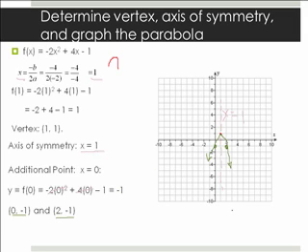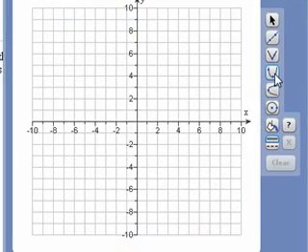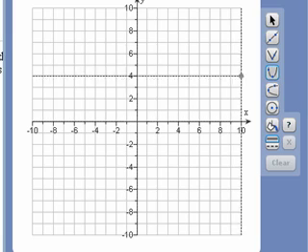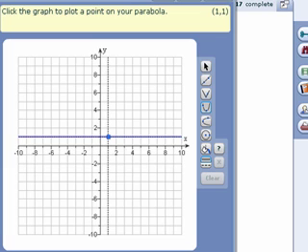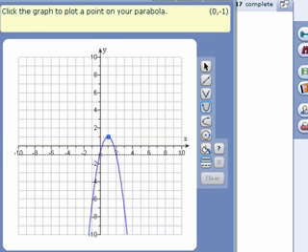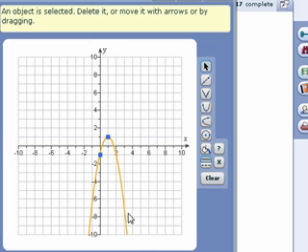To graph this on my math lab, you plot the vertex at (1, 1), and then I'll plot the point at (0, -1). Choose your parabola tool, plot the vertex at (1, 1), and then at (0, -1) plot your second point, and you can submit it.